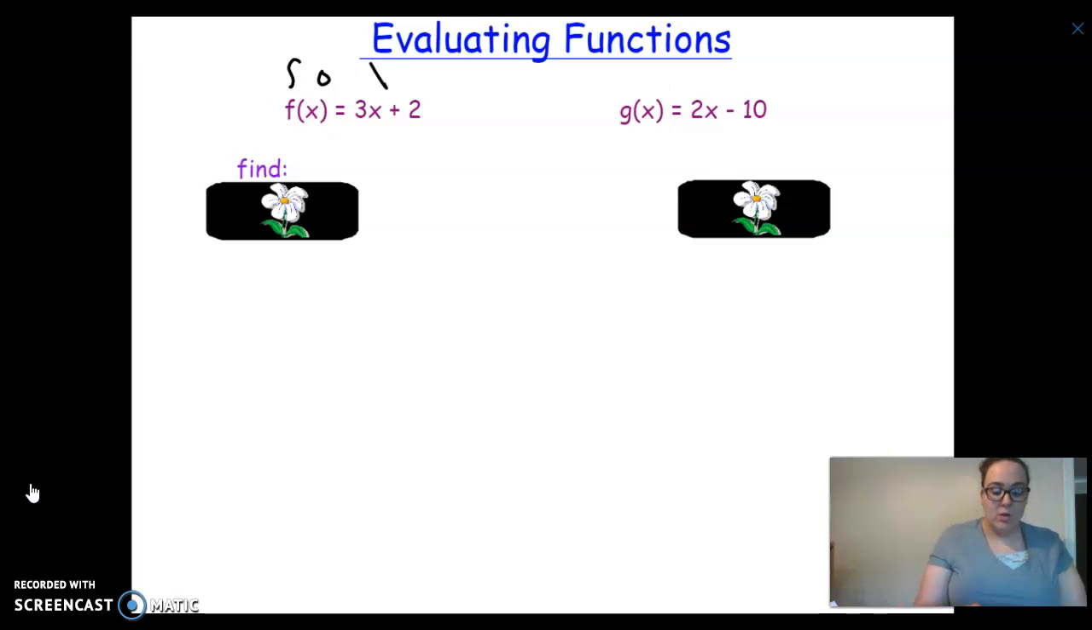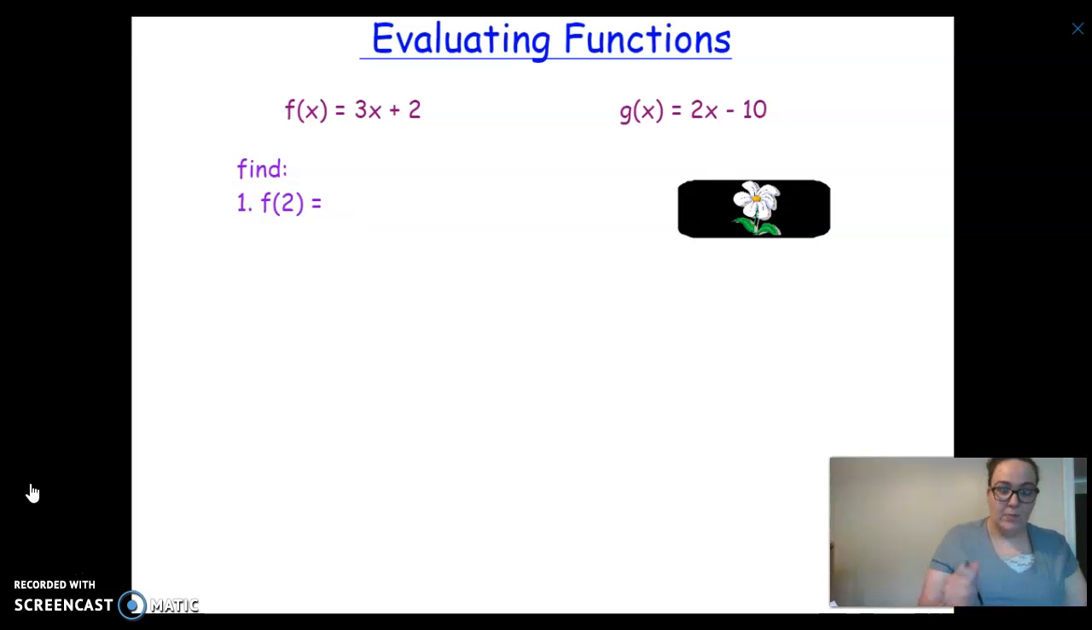It says to evaluate functions. Okay, so what does that mean? So here on this first one, it says f, and remember those parentheses mean of, f of 2. Well, this tells me which function I'm using. This tells me I'm going to use the f function. And this 2 tells me, well, what am I doing? Instead of x, what am I replacing? I'm replacing every single x value with a 2.